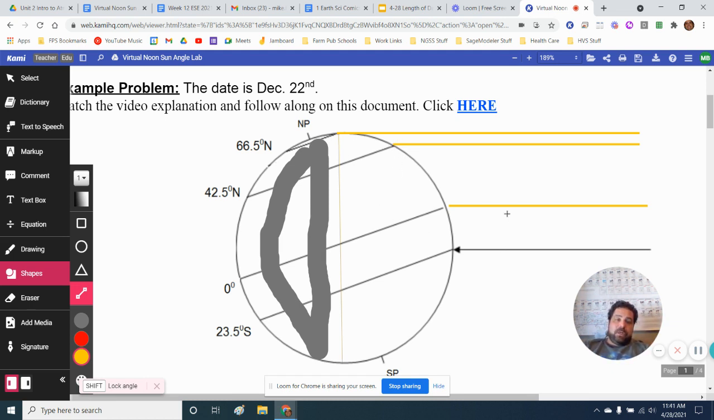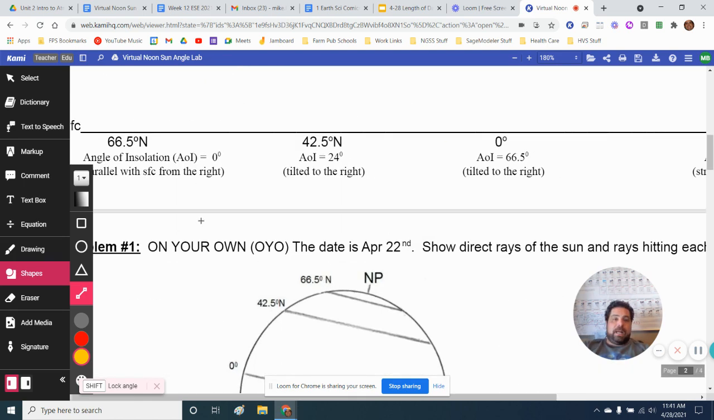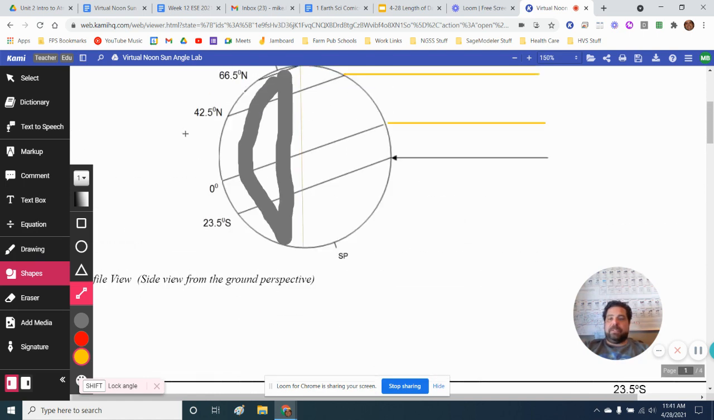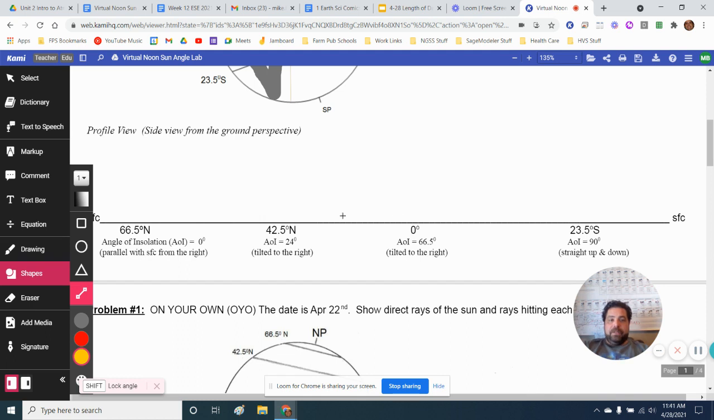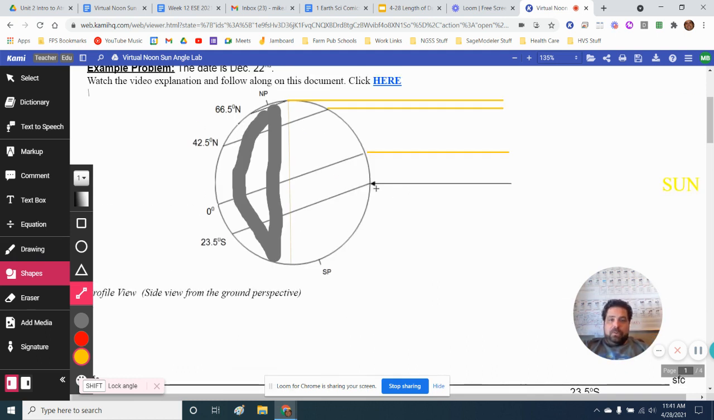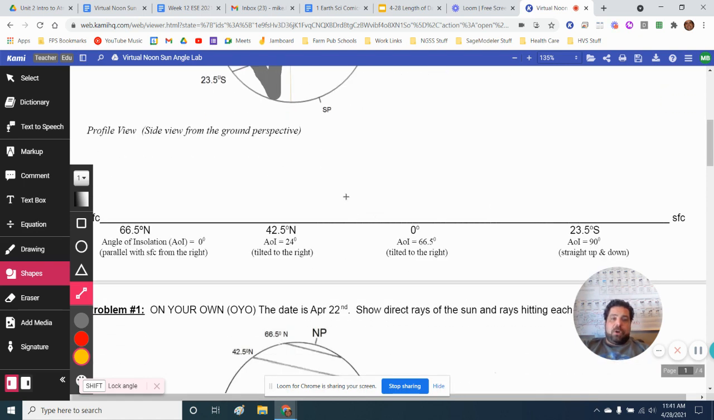So what we're going to do is recreate these angles right here, but from a more down-to-earth perspective. That's what this part is right here. We're going to do the profile view. So this would be like, if you're on the surface of the Earth, what's the angle the light's coming in at? And so we've got the Arctic Circle, Detroit, the equator, and then here we have 23.5 degrees south. Okay. So we're going to just draw these angles.